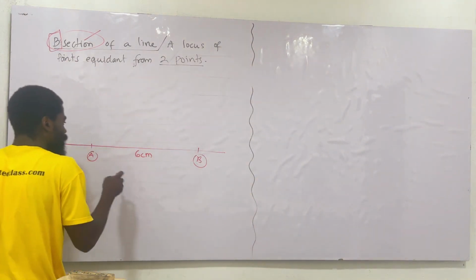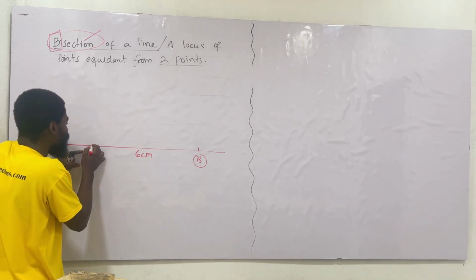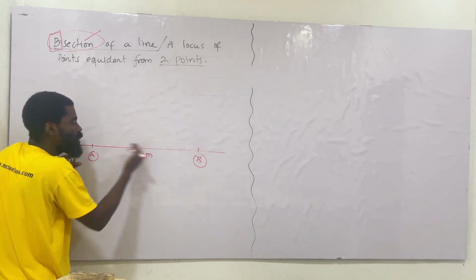They don't want to say it. So how do we bisect? You take your compass, stand here, and open more than half of this, more than half.